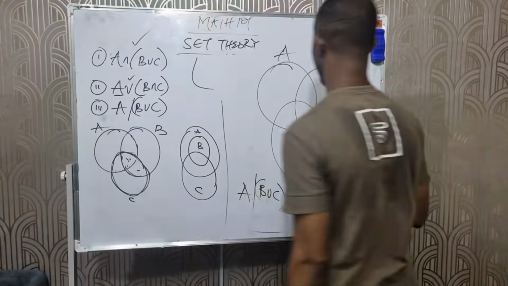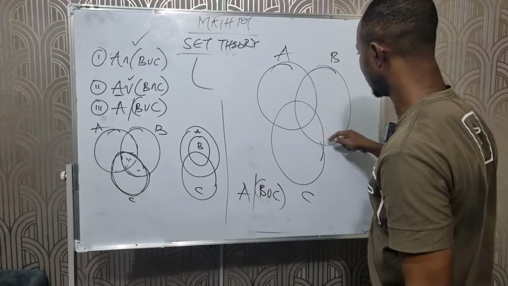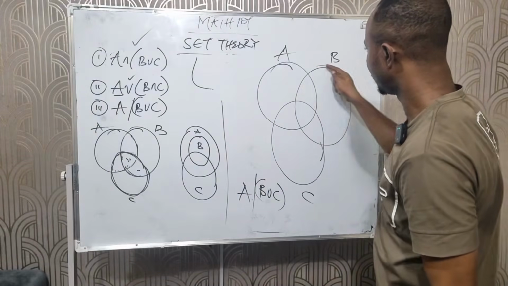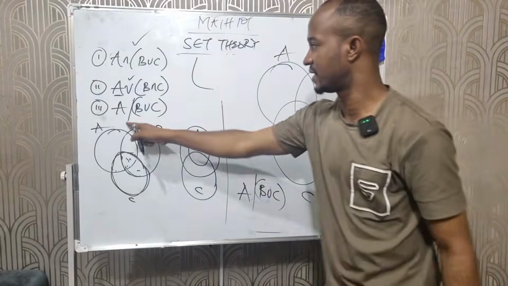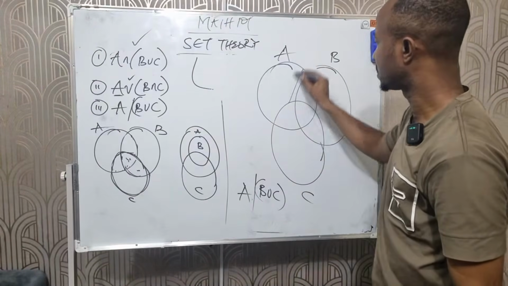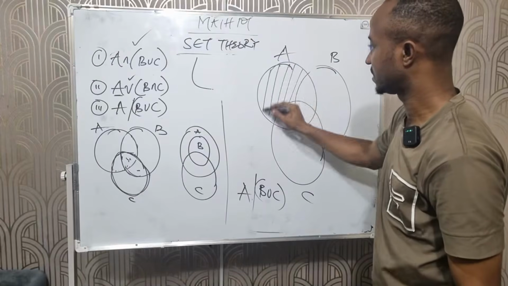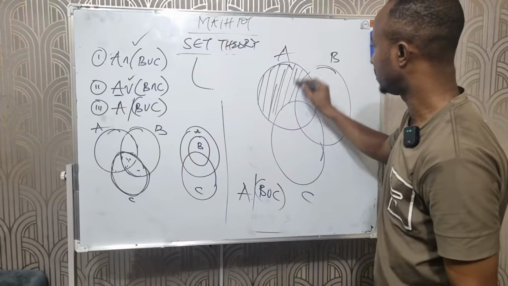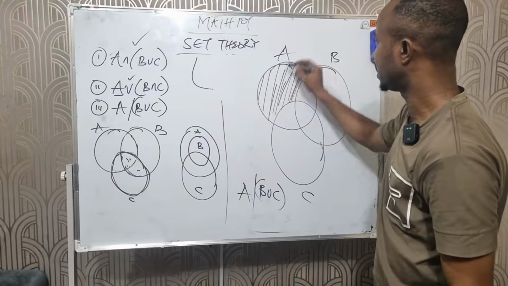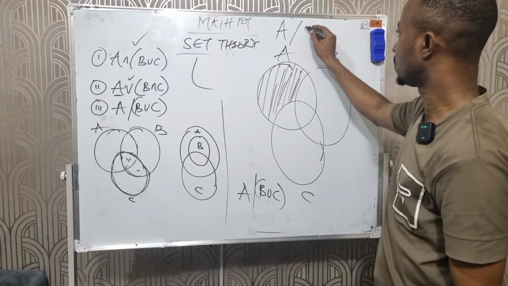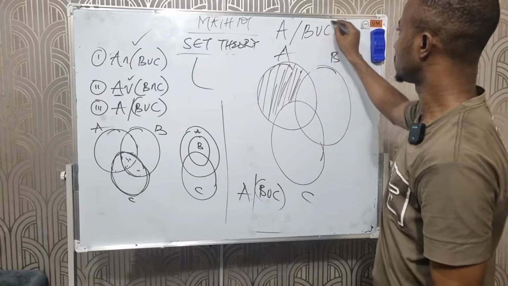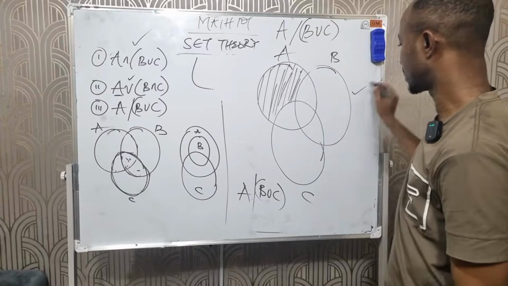What is B union C here? This is my B union C. B union C means I'm combining both B and C together. So A difference B union C is simply this region here. I'm going to shade this region. This shows all the elements that are found in A, but not in B union C. That is what this diagram is representing.